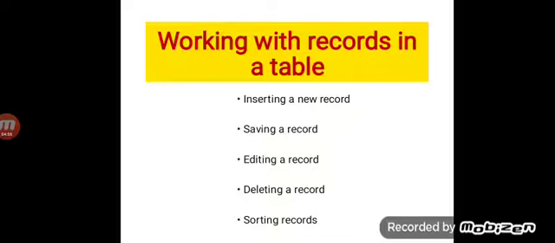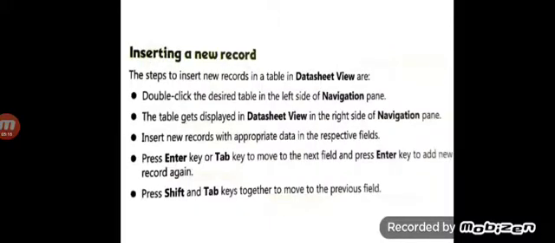First, you'll insert a record. Second, you will save a record. Third, you can do editing also. That means if you have made some spelling mistakes or you need to replace some data, that is called editing a record. Then deleting a record and sorting records. Let's see them one by one.